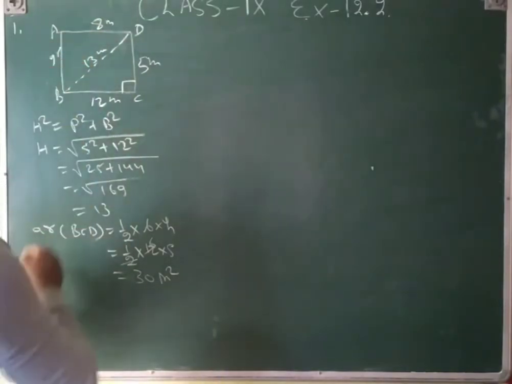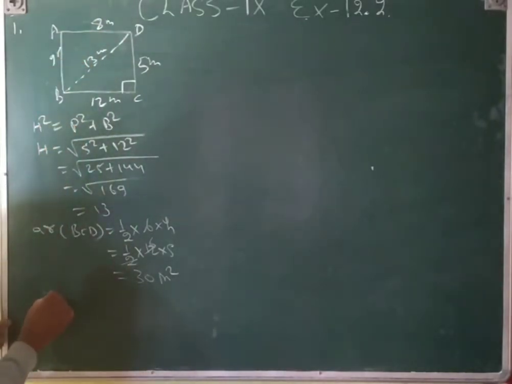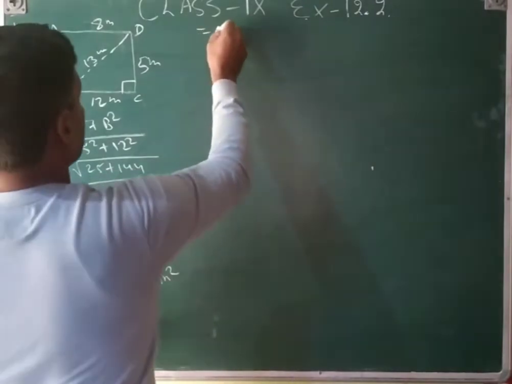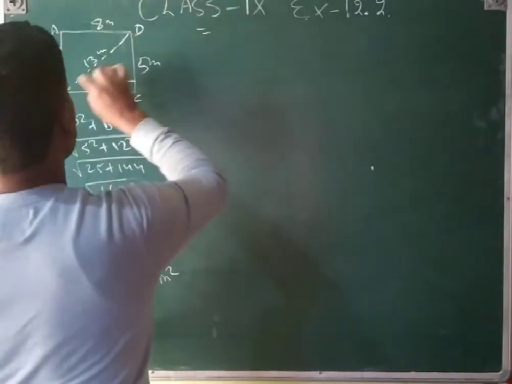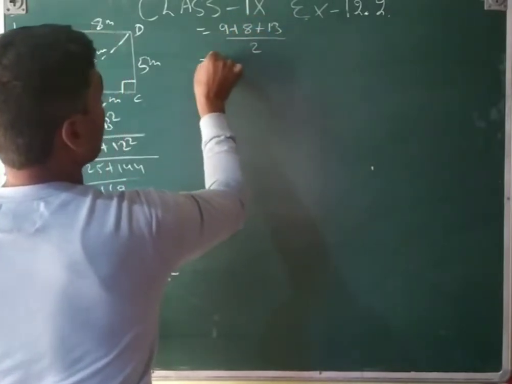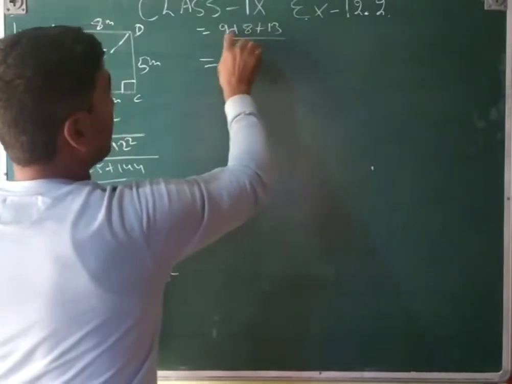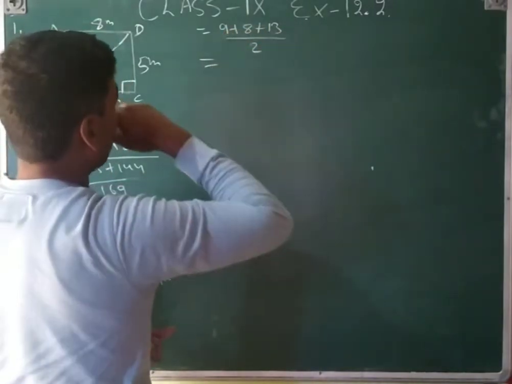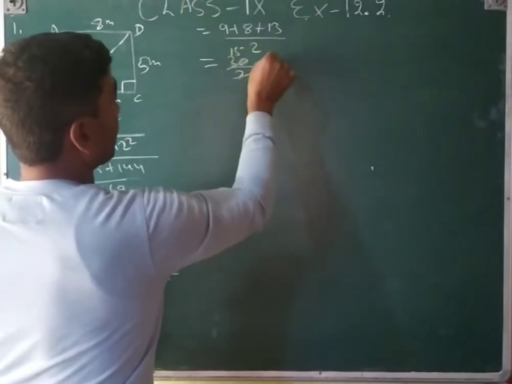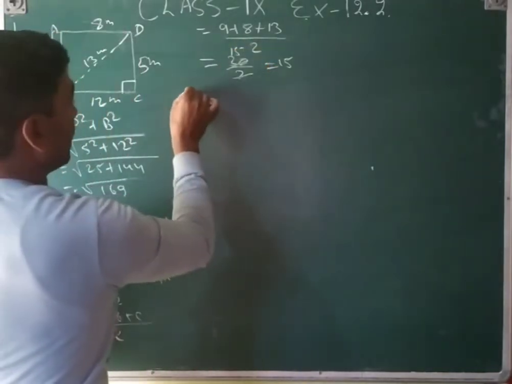And then for triangle ABD, S is equal to A plus B plus C upon 2. So we can take any side: 9 plus 8 plus 13 upon 2. 9 plus 8 will be 17, that is 30 upon 2, 15. So S is 15.